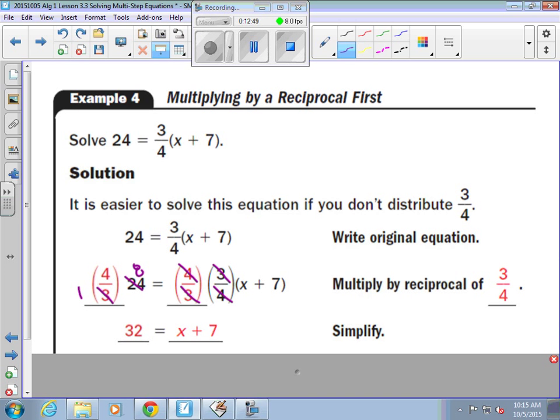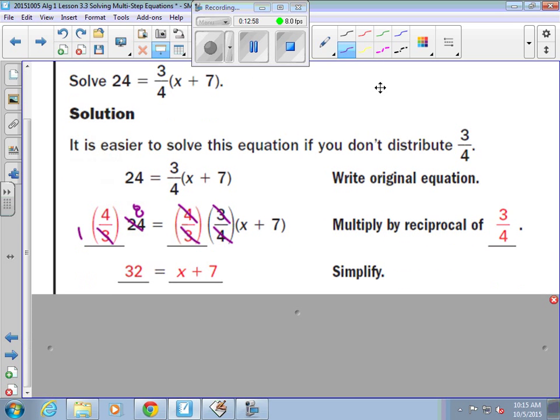8 times 4 is 32. Is equal to x plus 7. Undo plus 7 by subtracting 7 on both sides now.